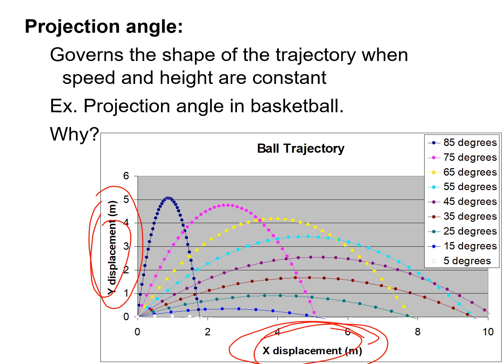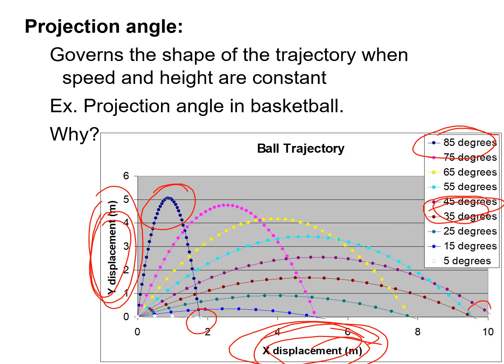Let's just take a look at these. We see generally the greater the angle, the higher it goes, but the less far it travels. When we start going to a shallower angle, the vertical displacement starts decreasing and the horizontal displacement starts increasing. But we see at 45 degrees, we get the maximum of both, okay?